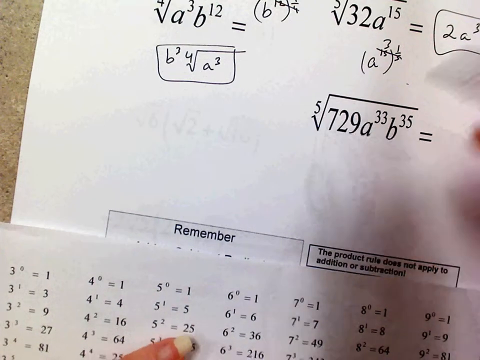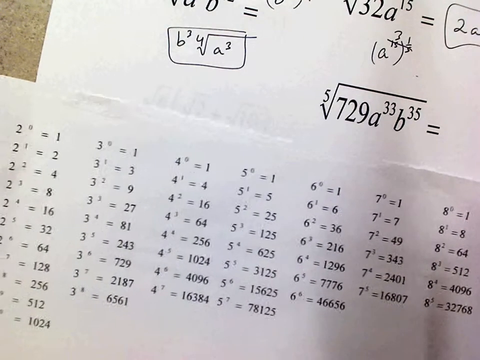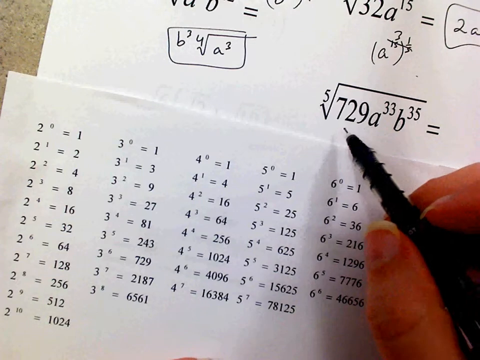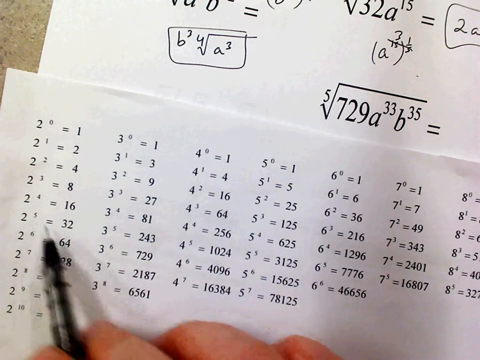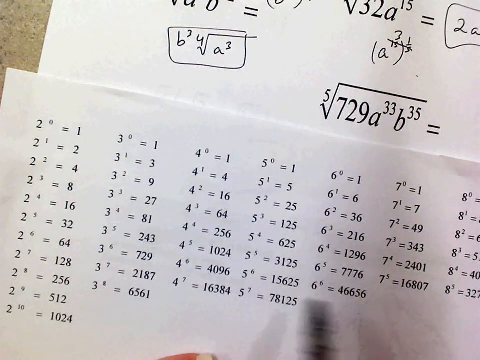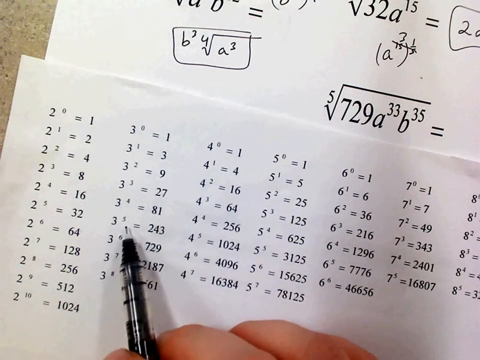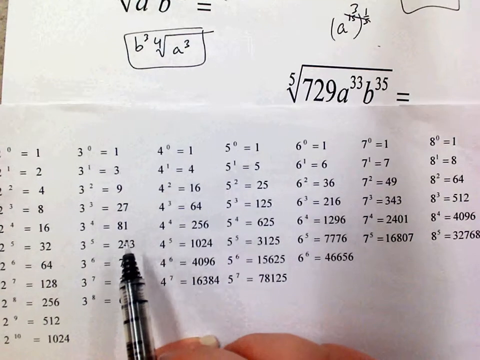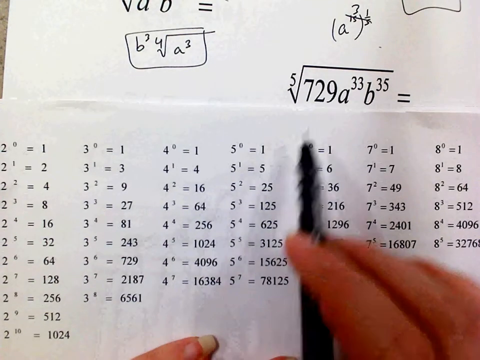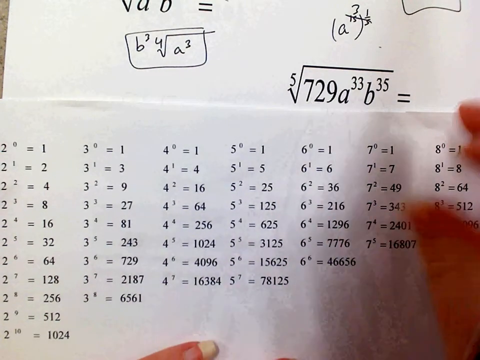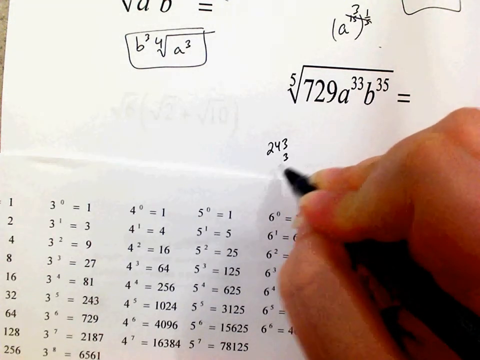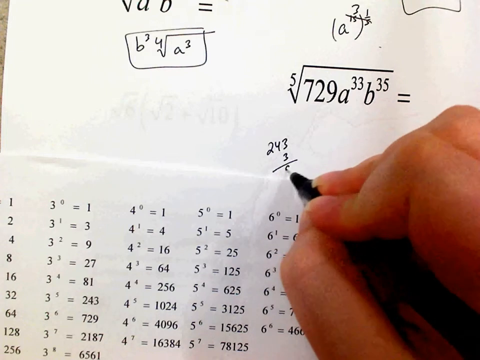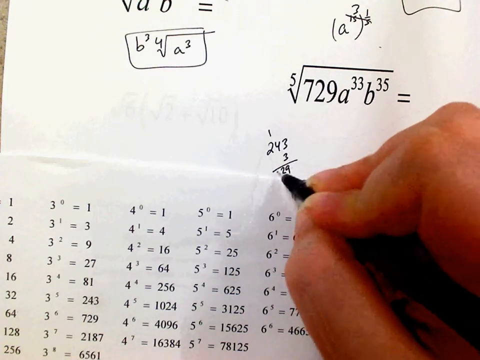Okay, so let's do this one. The fifth root of 729, a to the 33rd, b to the 35th. 729 is not something that you like, if I raise to the power of 5, that's not one of my answers. However, I noticed that 3 to the 5th is 243. And if I look at that, 243 looks like it might be a factor of 729, so I'd check it out. 243, I'm thinking times 3, because 3 times 3 is 9, 12, and 3 times 6 and 7, so there we go.